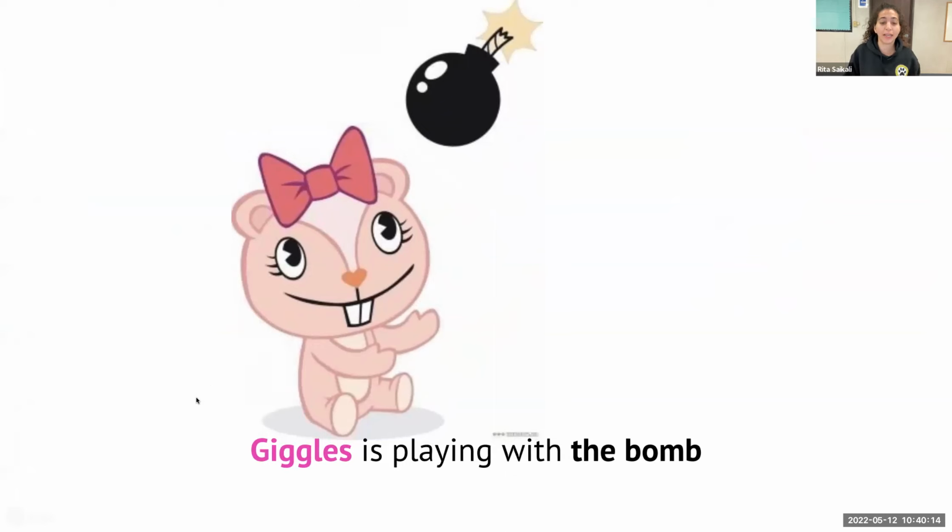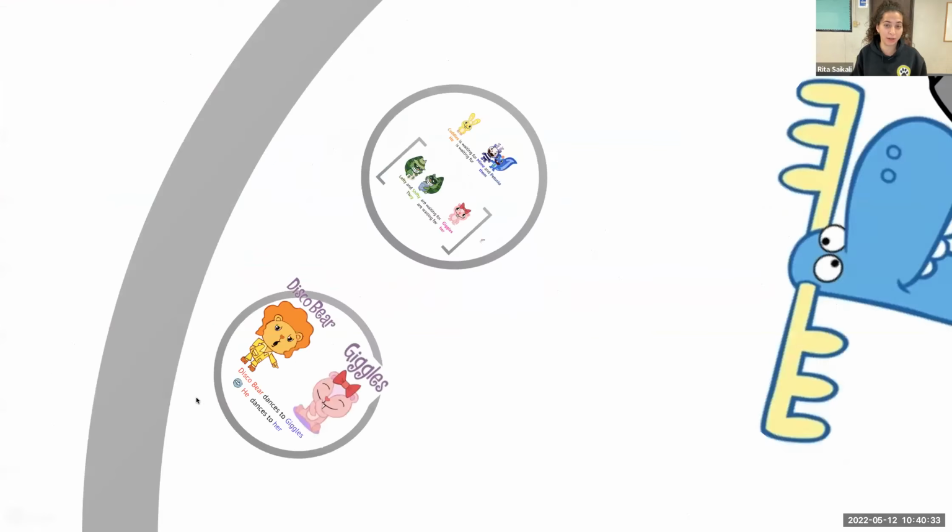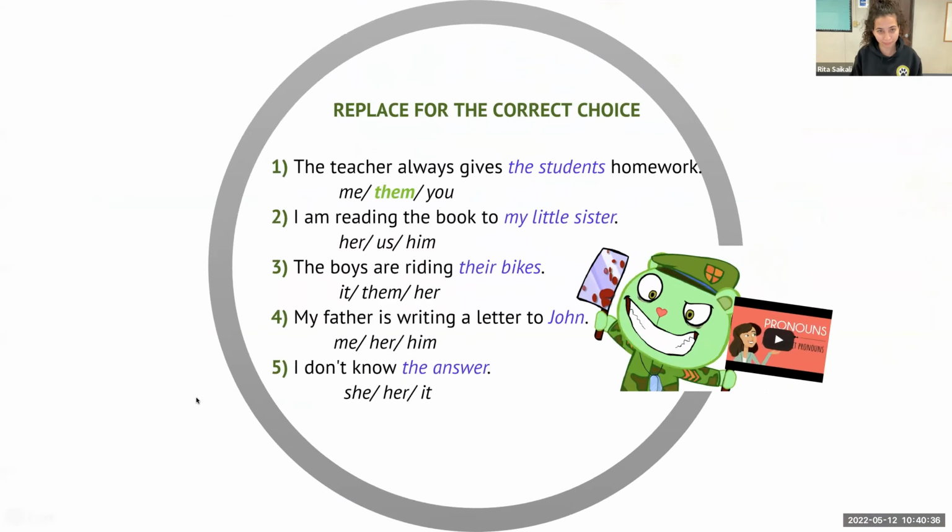All right. Giggles is playing with the bomb. What can I replace Giggles with? She. And what can I replace the bomb with? It. She is playing with it. She should not be playing with it. I don't know why there's a bomb in her house anyways, but nevertheless.